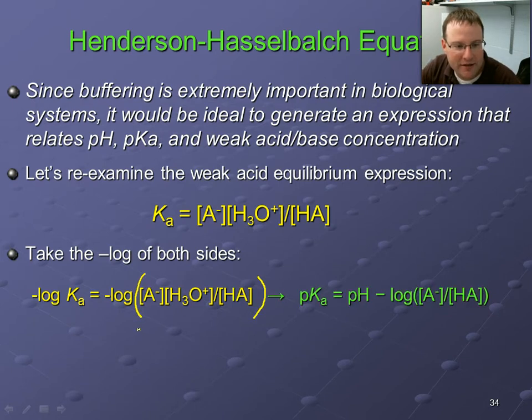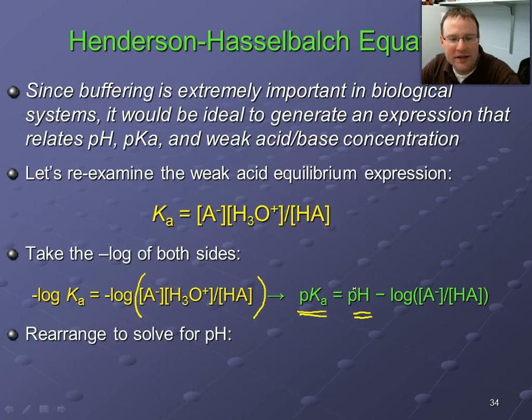And when we do that, using a couple of handy-dandy properties of logarithms, we can say that the negative log of anything is the p of that thing. And so on the left side, we'll end up with pKa. On the right side, again because of properties of logarithms, we can separate these parts, and we have pKa equals pH minus the log of A minus over HA. And again, if you need to review that, there are cool wikis that show you properties of logarithms.